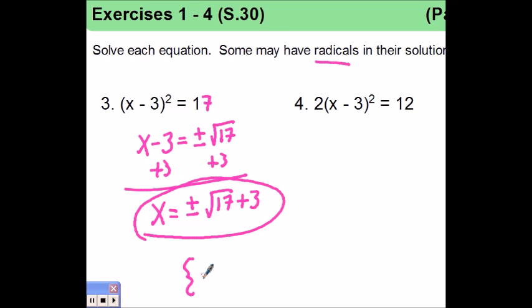Or you can write it like negative square root of 17 plus 3 and positive square root of 17 plus 3. I'm sorry, my pen is messing up pretty bad. It's not my fault.